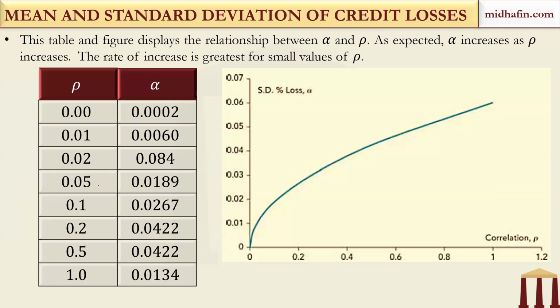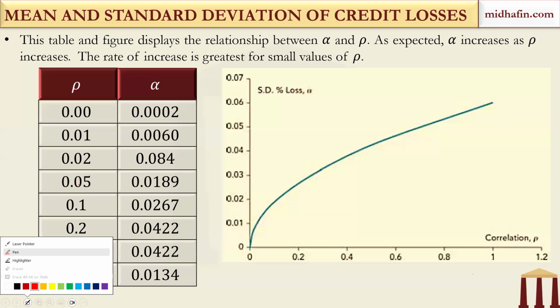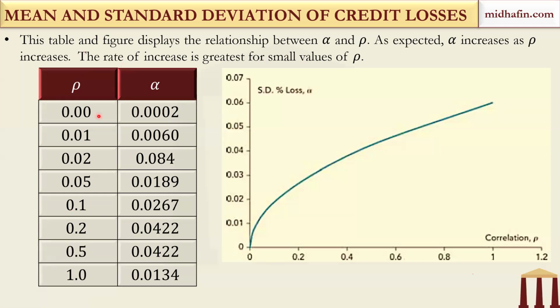Now this table and figure displays the relationships between alpha and rho. Obviously, as rho increases, alpha will also increase. But a very important point which can be asked in the exam: alpha is the standard deviation of the portfolio as a percentage of the total amount, or NL. So basically that standard deviation as a percentage of total amount is increasing as rho is increasing.